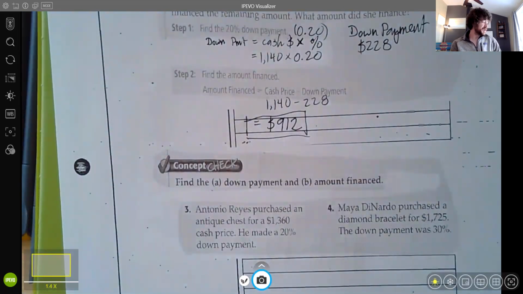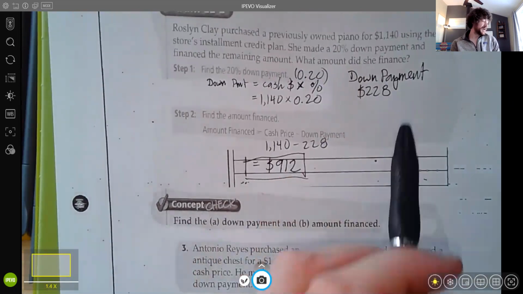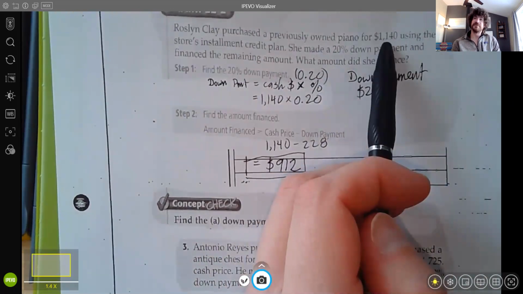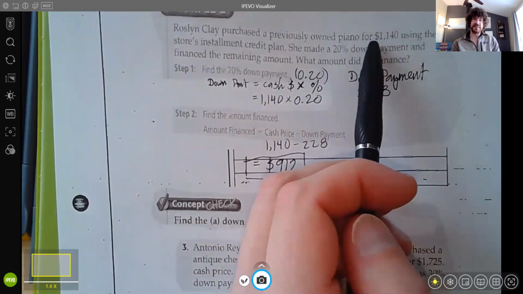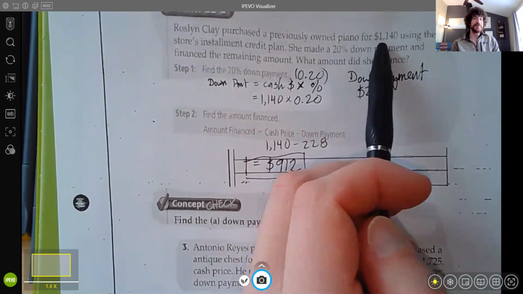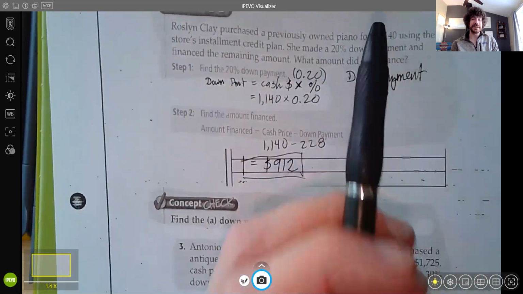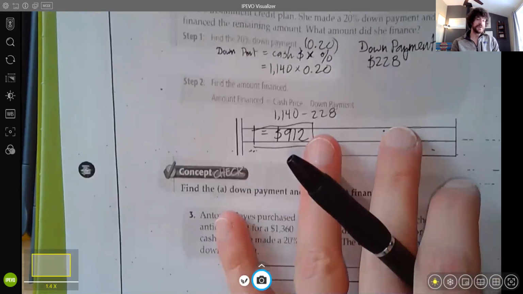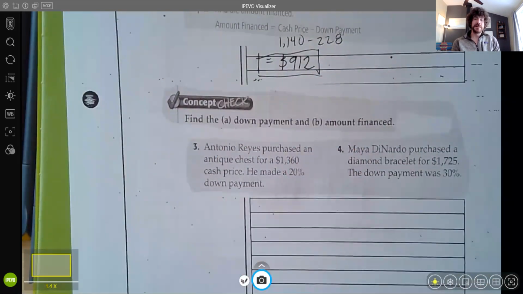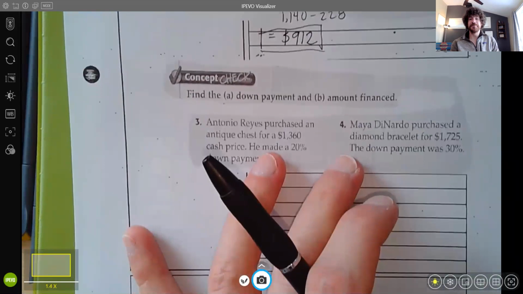And this is another situation where, if you're looking to buy a piano and the piano is only, this seems like a really inexpensive piano to me, $1,140. That's like the price of a decent TV. I would say save up for it. Just save up until you have that money, and then just go buy it. So it'll take some time, but you'll end up paying a lot less for it in the long run. So $912 was financed on that one.